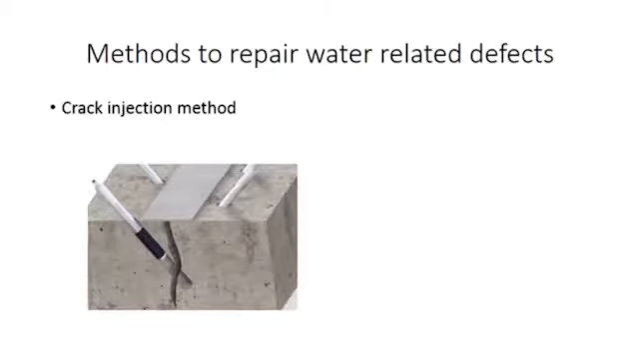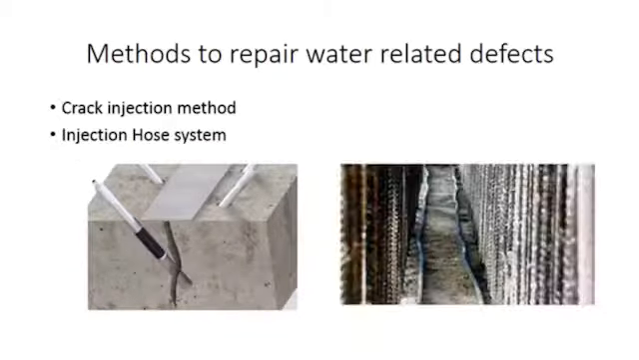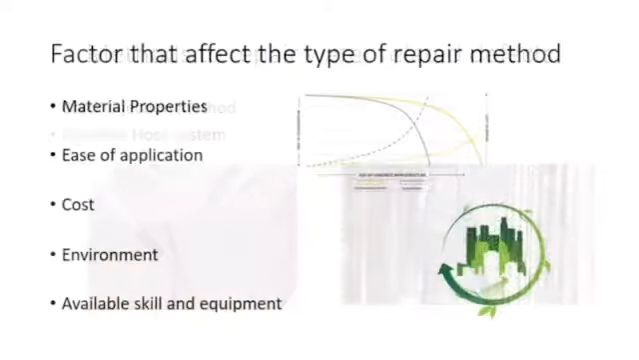Although the polyurethane crack injection method is reliable to block water from leaking, the punching of injection pins in the concrete weakens the structure. Therefore, the hose injection system is a good alternative to implement before the pouring of concrete. The hose injection system is simply a number of hoses placed between reinforcing steel, all connected to a tap used to inject the fluids. Factors that play a large role in deciding the method of repair include material properties, ease of application, cost, the environment, and available skill and equipment.